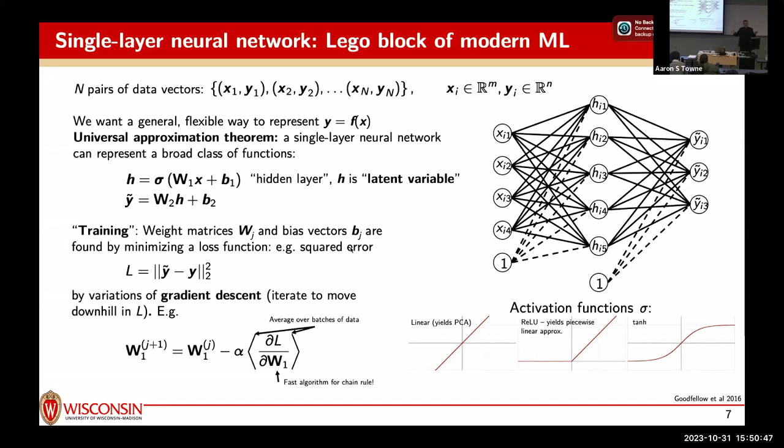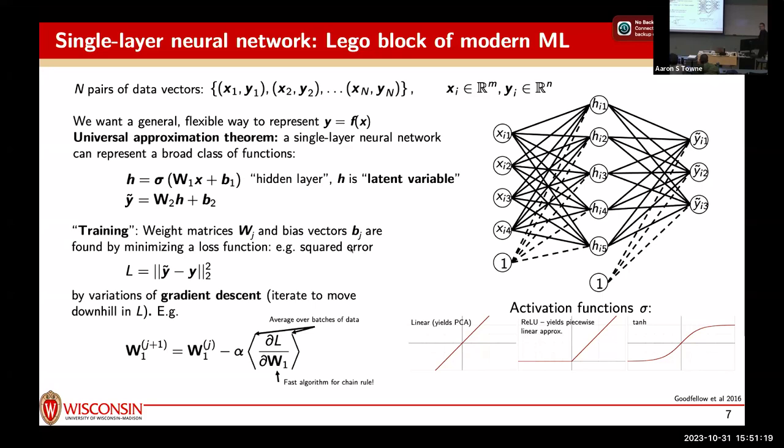And so what we want to do is do a regression on that. We want to find the elements of W1 and W2 and B1 and B2. And so training the neural network corresponds to minimizing a loss function. In this case, Y tilde is our predicted function value. Y is the output data. And so our loss function is just the squared error between the prediction and the data.